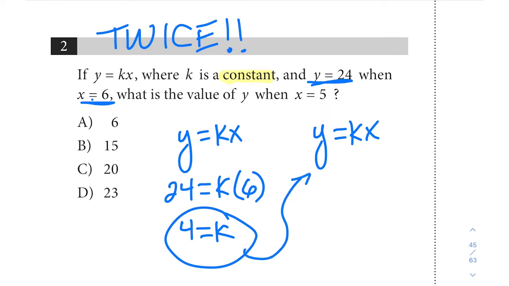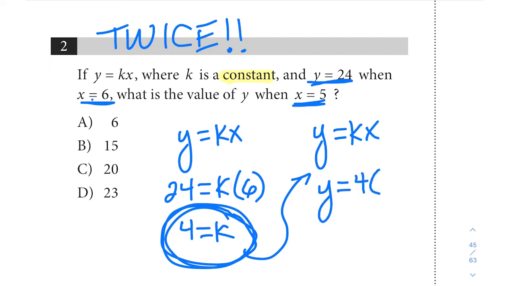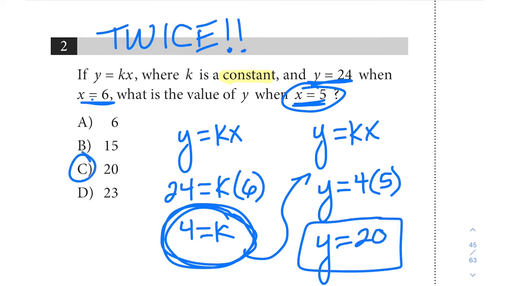So we're going to take that, and we're going to plug it in when we rerun this same equation a second time. So now they're asking for y, and they tell us x is 5, but we know k because we already solved for k over here. So we're going to solve for y by saying y equals 4 times 5 for x, the way they gave it to us, and that will give us y equals 20. And that's our correct answer for number 2.